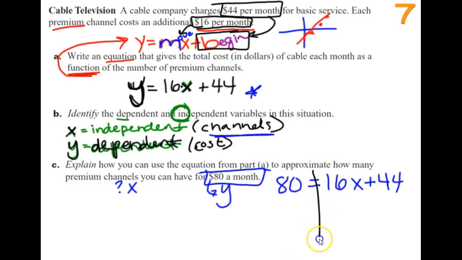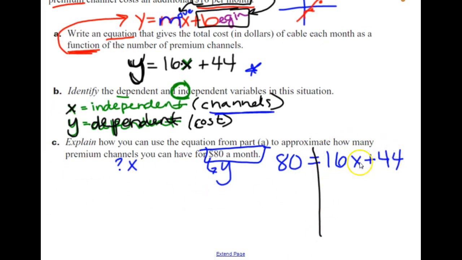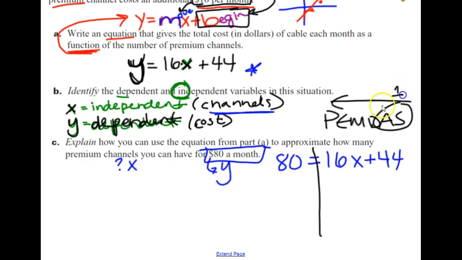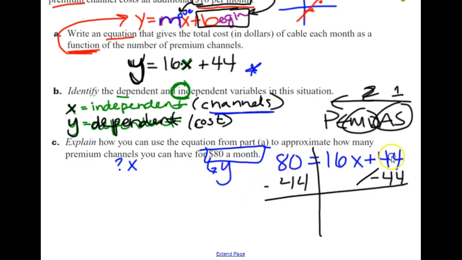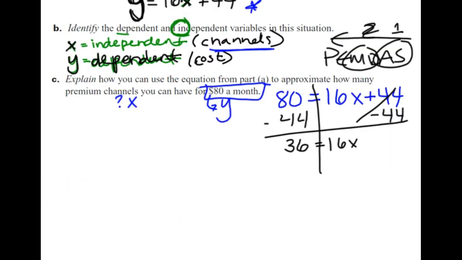So solving this, just a regular two-step equation. Get rid of your addition or subtraction first. Remember, we're just doing the order of operations backwards. First get rid of addition and subtraction, then multiplication and division. So I'm going to subtract 44. So we have 16x, and this should leave me with 36. You can use a calculator if you need to.